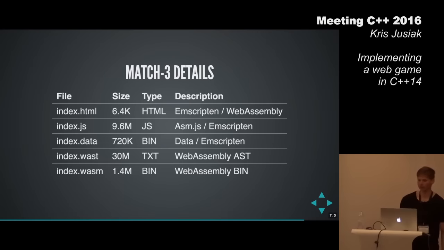So a bit of detail. Here, you will see the difference between Emscripten and WebAssembly, because they provide slightly different formats. WebAssembly, as I said before, is a binary format, so it should be much smaller, as you can see here. The WebAssembly binary at the bottom is just 1 megabyte for this game. SMA.js is almost 10 megabytes. All the other stuff is just boilerplate, which we don't really need. Index data is required by Emscripten because all these images will be in the data there.